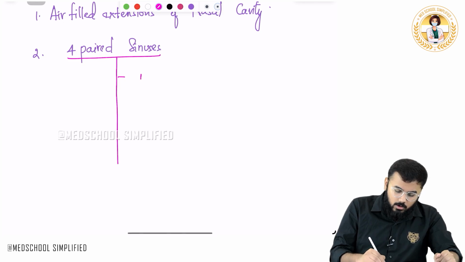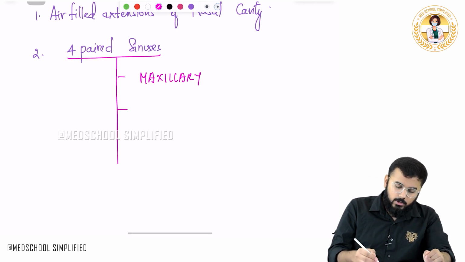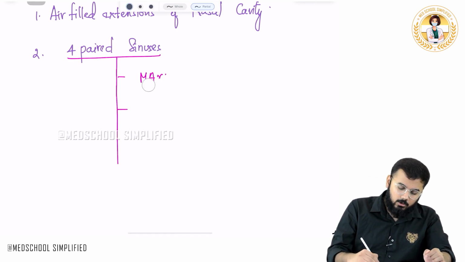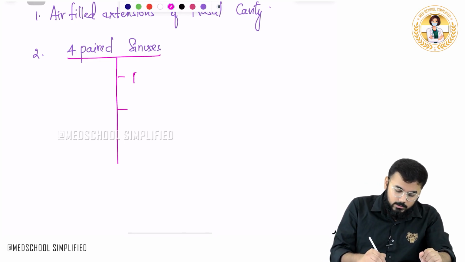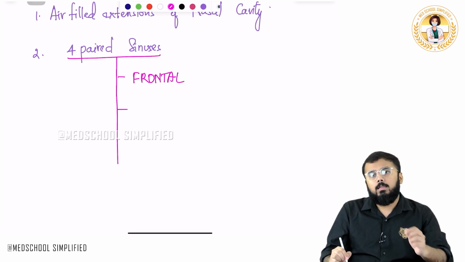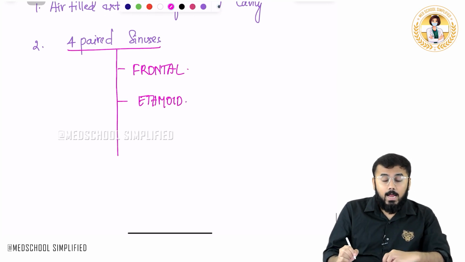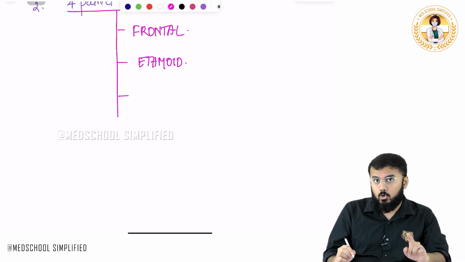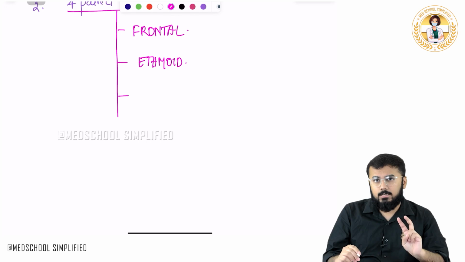One is called the maxillary sinus. Where is your maxillary sinus present? Here, right? Next, let us write from the top to the bottom. On the top you have got two frontal sinuses. Next you have got the ethmoid sinus, and this is ethmoid sinus, not bone. Bone is only one, but sinuses are two.